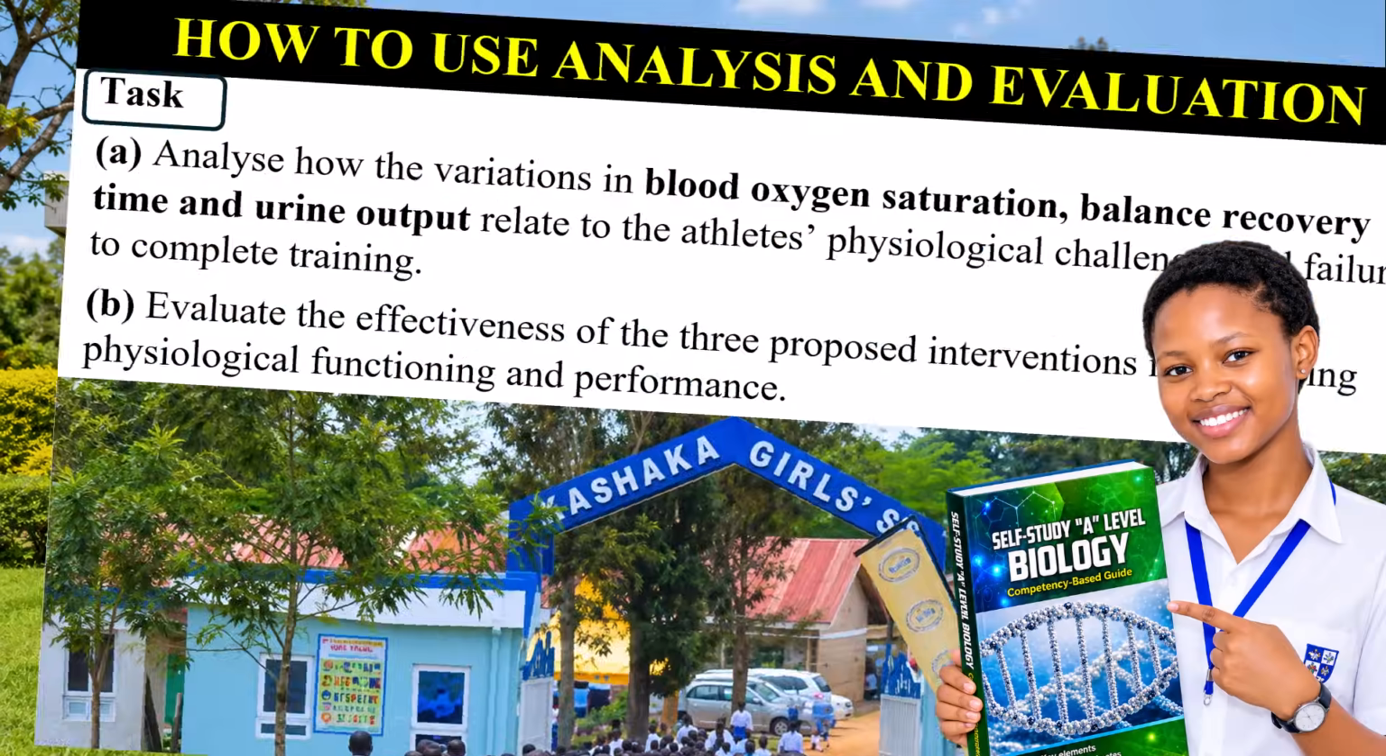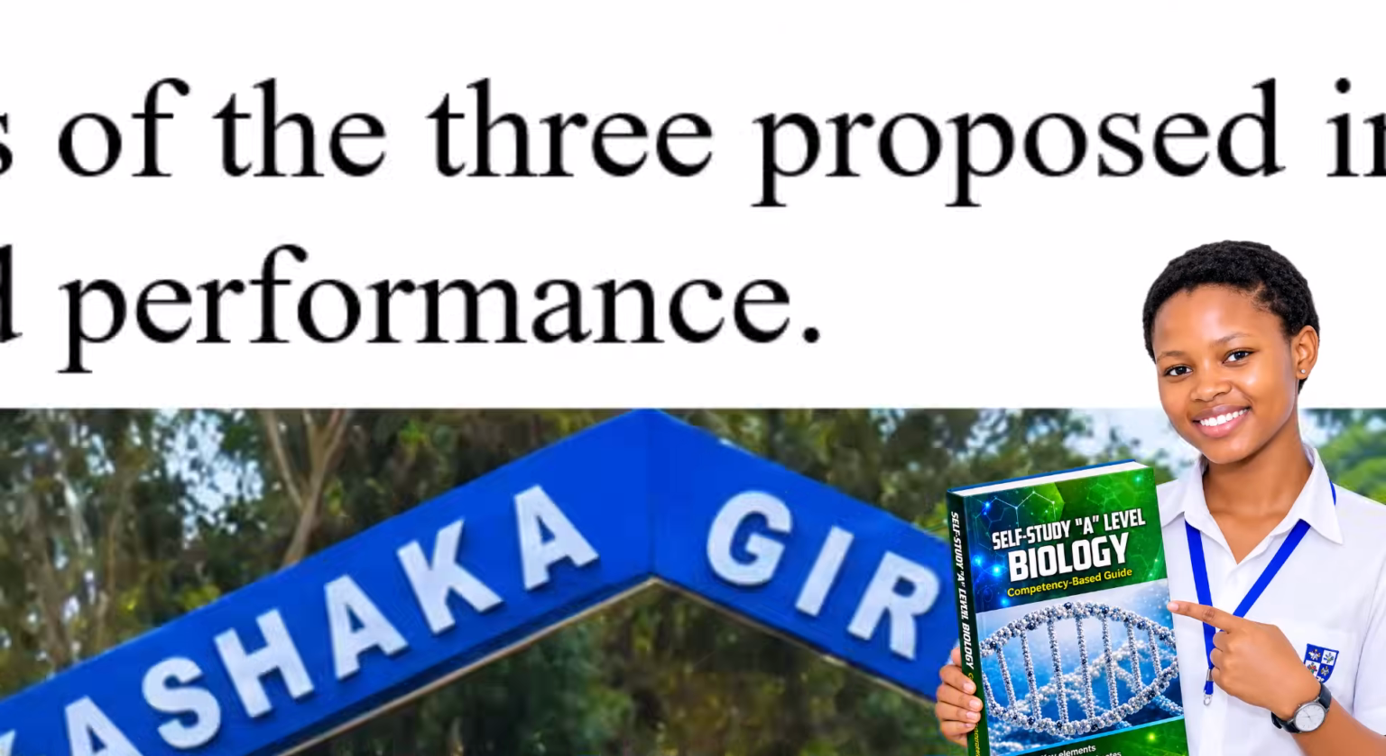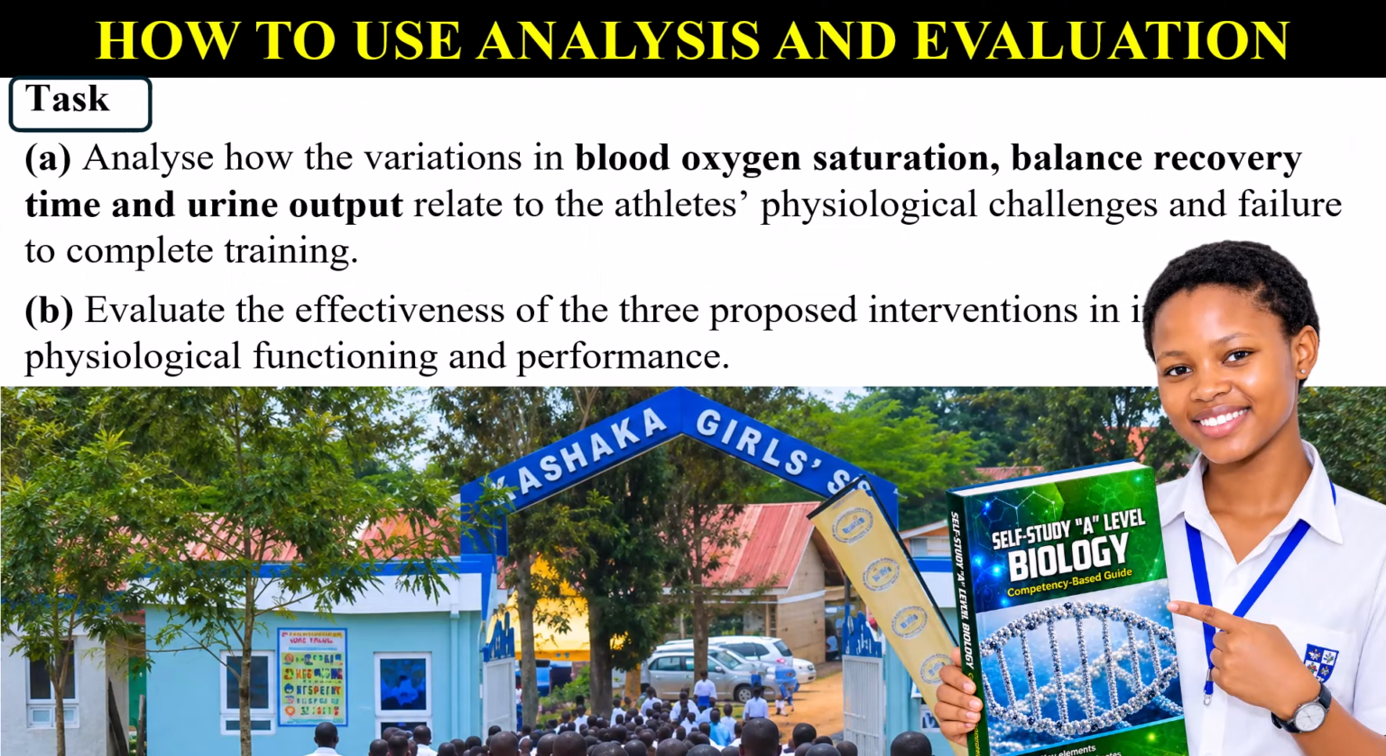Today we are going to use the principles of analysis and evaluation to attempt this item. Let us start with the task part A. Analyze how the variations in blood oxygen saturation, balance recovery time, and urine output relate to the athlete's physiological challenges and failure to complete training.